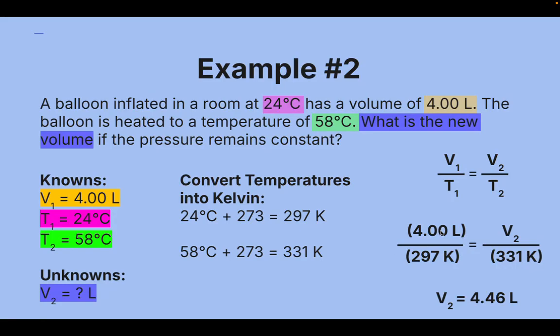Sig fig wise, again, multiplying and dividing would require us to round our answer to the same number of total sig figs as our starting number with the lowest amount. We have 3 total here, 3 total here, 3 total here, which is why I rounded to 3 total in my answer. Double check that this makes sense. We are increasing the temperature, which means that our volume should also be increasing, which it is, so it logically checks out. But you could also plug this in for V2 and make sure that this side of the equation equals this side, which it should.